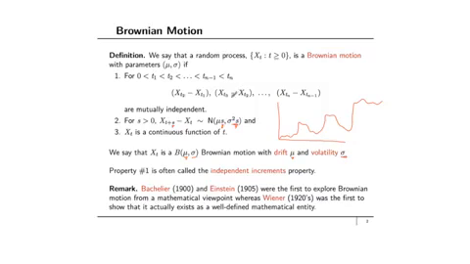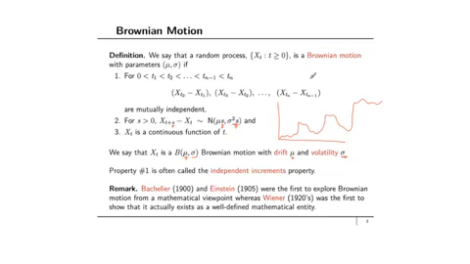Property number 1 is often called the independent increments property. Among the first people to introduce Brownian motion from a mathematical viewpoint, as we've defined here, were Bachelier in 1900 and Einstein in 1905. It's interesting that very little is known about Bachelier. He was a French mathematician, and it turns out he has had a great role to play in finance. He was trying to model stock prices on the Paris Stock Exchange way back in 1900, and he tried to introduce the idea of Brownian motion to do that.